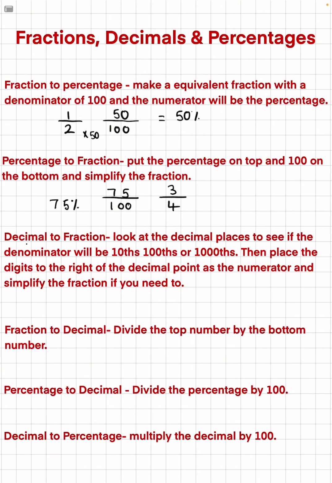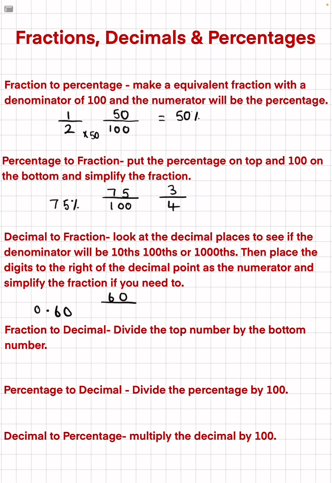To convert from decimal to fraction, we look at the decimal places to see if the denominator will be tenths, hundredths, or thousandths. Then place the digits to the right of the decimal point as the numerator and simplify the fraction if we need to. For example, we have 0.60. The digits to the right of the decimal will be the numerator, so that will be 60.